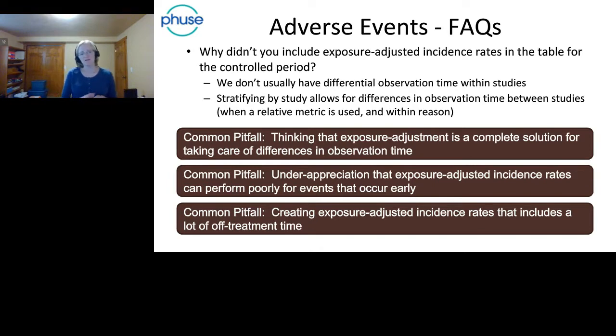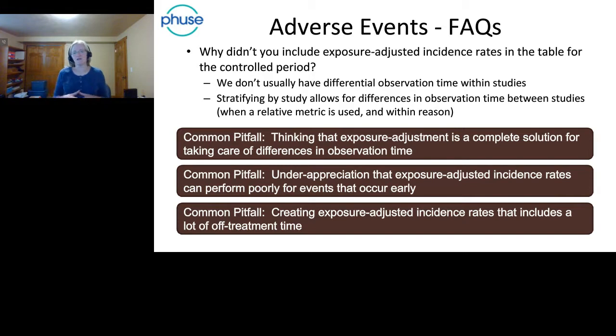There are a lot of common pitfalls or incorrect thinking about some of these, right? People think that exposure adjustment is the complete solution for taking care of differences in observation time. Like, if we have one study in our integrated analysis set that has different time than another study, then that means we need to use exposure adjustment. That's not true, right? Stratification allows for that to not be necessary.